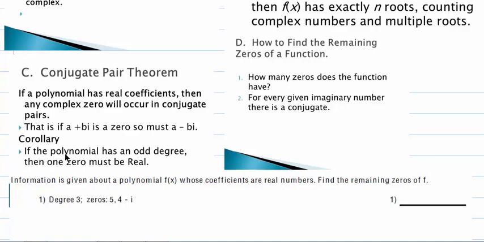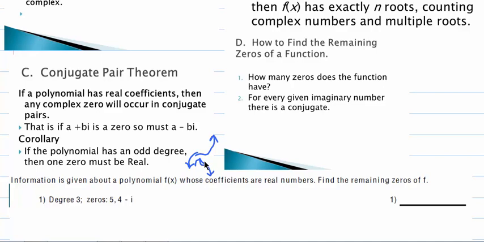Corollary. If a polynomial has an odd degree, then one zero must be real. For this corollary, we understand that because our end behaviors, when the degree is odd, are opposite end behaviors. So at some point, this graph is going to cross the x-axis somewhere, whether it's positive or negative. It's going to cross the x-axis somewhere.